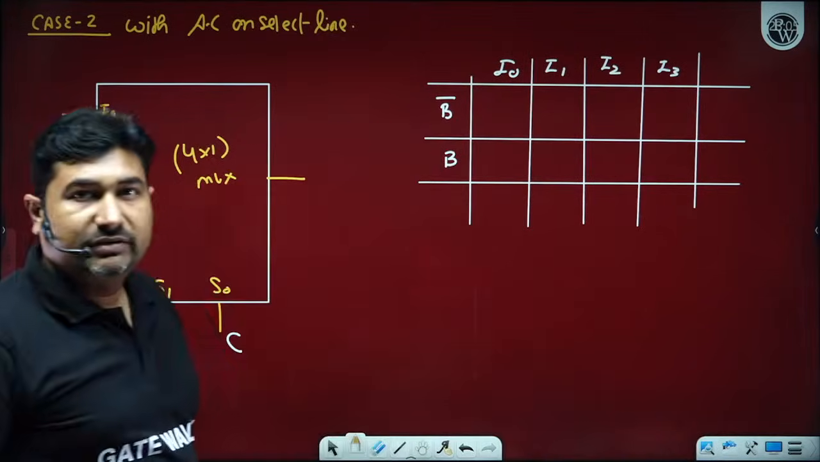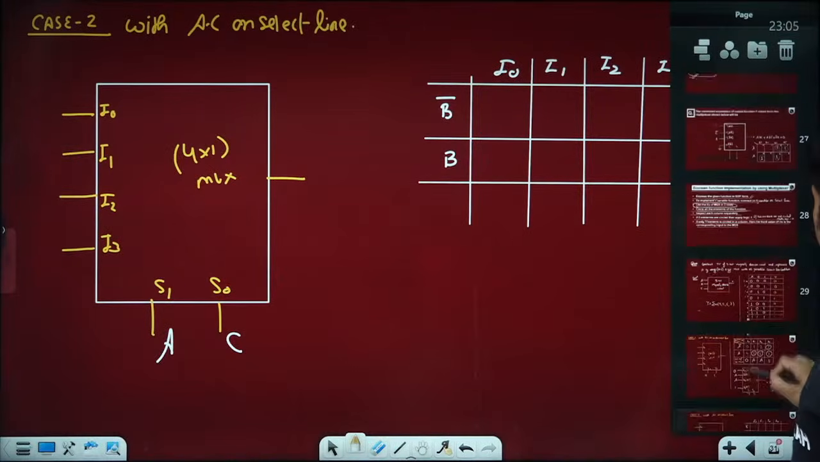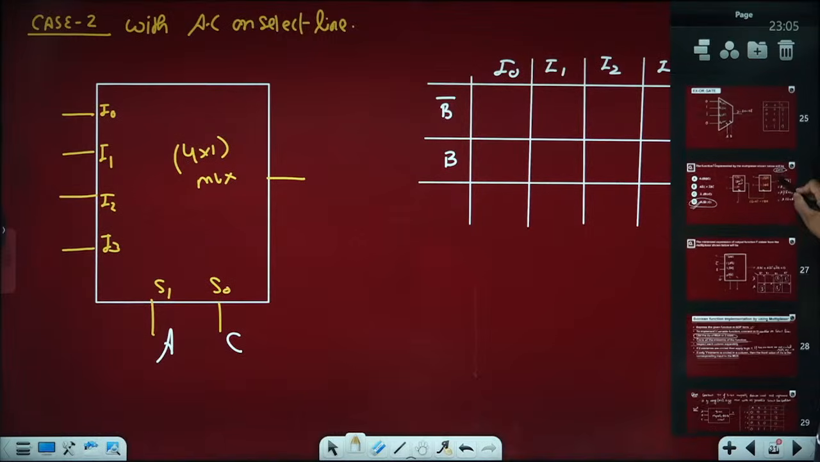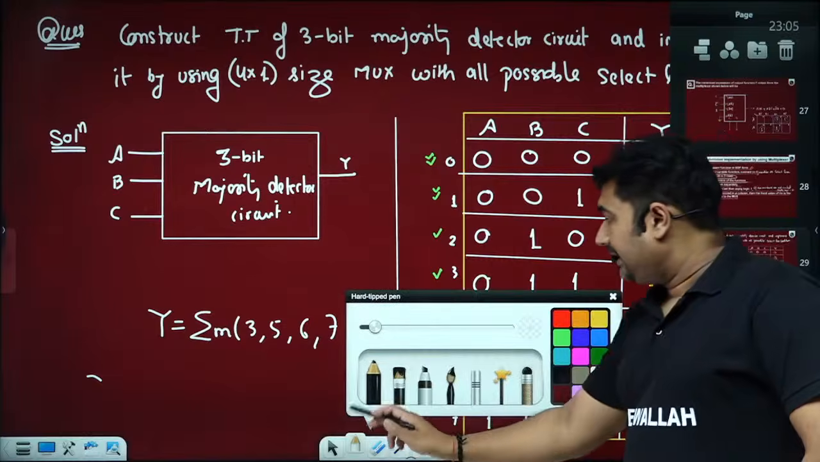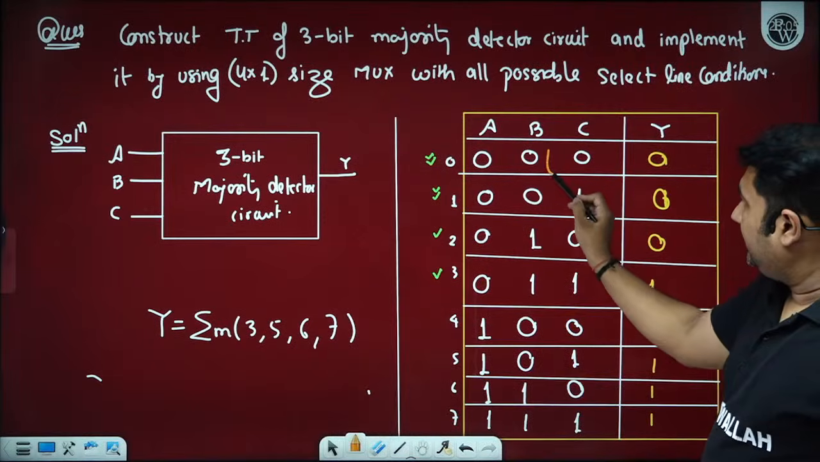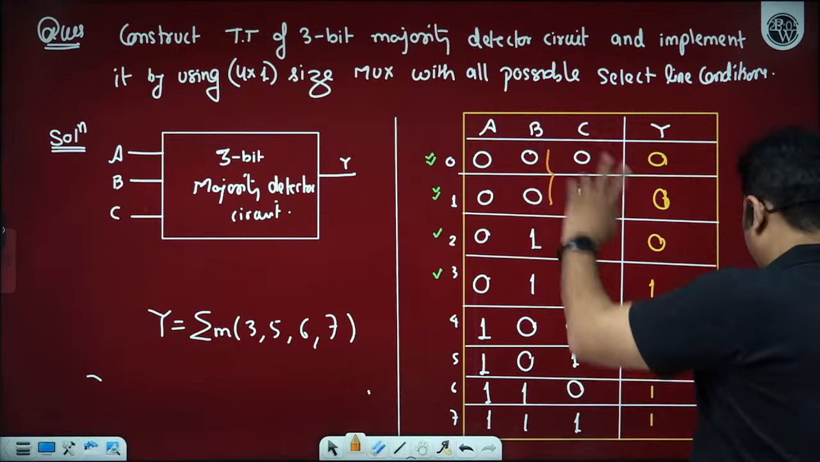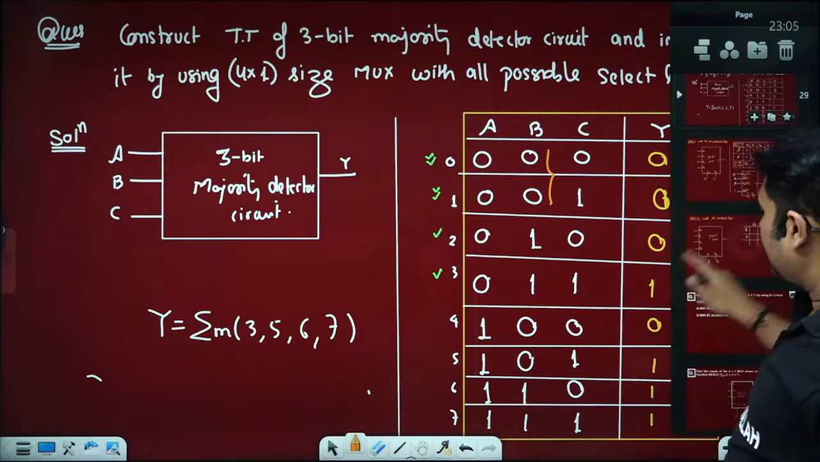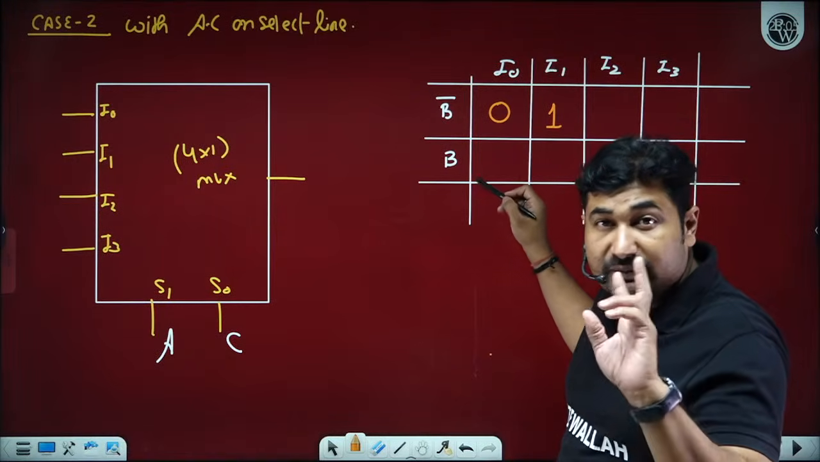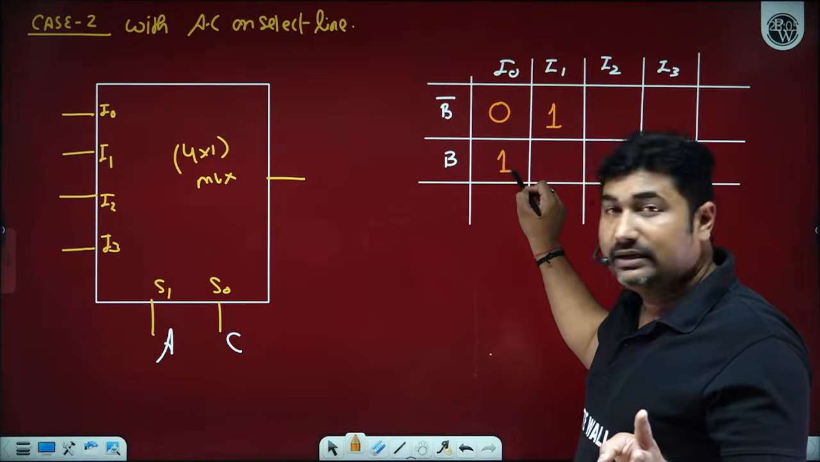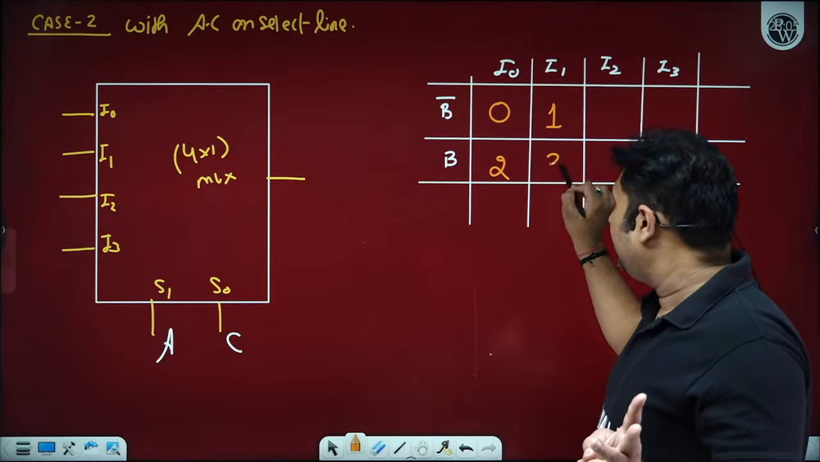Now, please observe. In the min term of 0, we get B bar. In the min term of 1, we get B bar. But in the min term of 2, we get B. In the min term of 3, we get B.